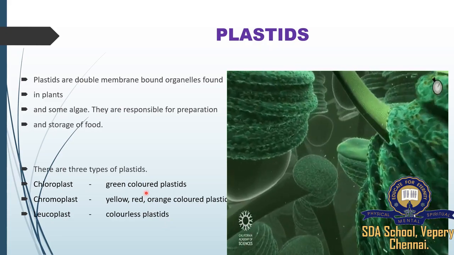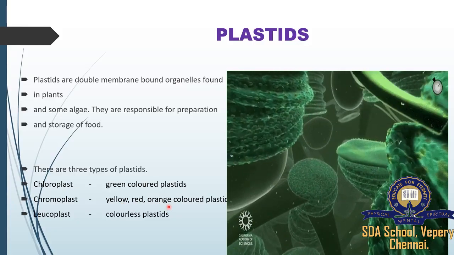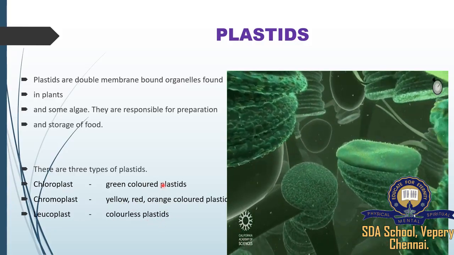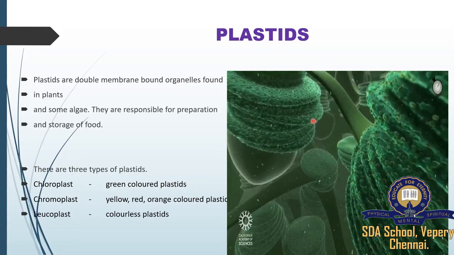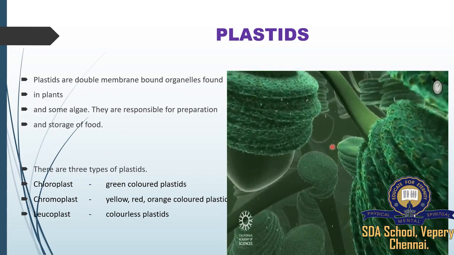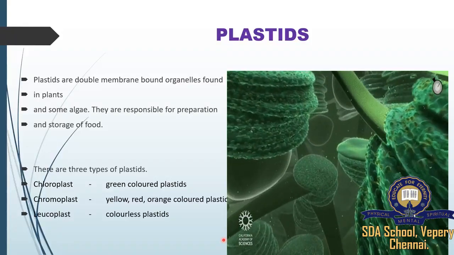Many plants have green in color, but some of them have different colors: yellow, red, orange. Leucoplast is a colorless plastid. So depending upon these plastids, the leaf gets a different color. Based on the plastid's color only, it resembles in the leaf.